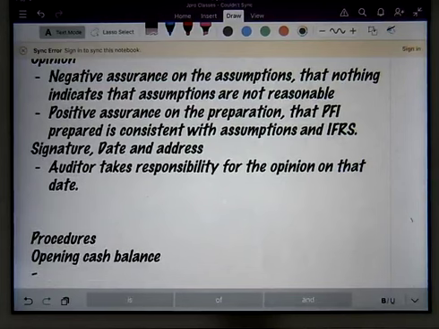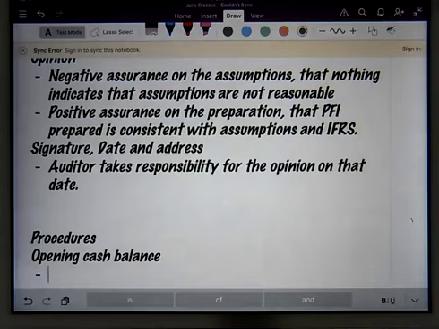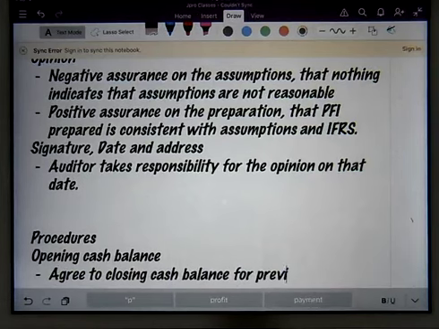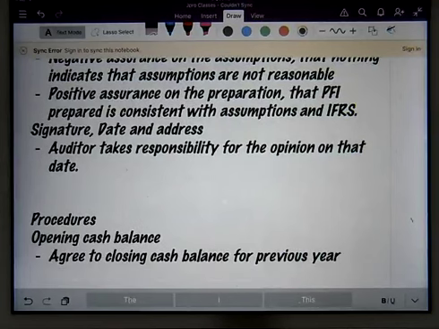What do you do with the opening cash balance? What's the procedure? Well, the opening cash balance in the PFI should be the closing cash balance in the previous year. Yes, and because you're going to forecast, you should have the balance there. So agree to the closing cash balance for the previous year. That's quite easy.